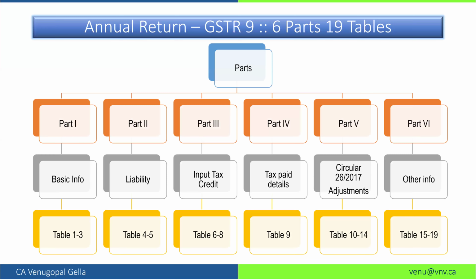We have the 6 parts. Basically, part 2, where we'll report the liability in table 4, 5. Part 3, the ITC 6, 7, 8. Part 4 is the tax paid and the payable details. Part 5 is the miscellaneous adjustments on the taxes paid and adjusted in the subsequent year, table 10 to 14. We also include ITC availed in the subsequent year, ITC reversed in the subsequent year. Part 6 is the other information.